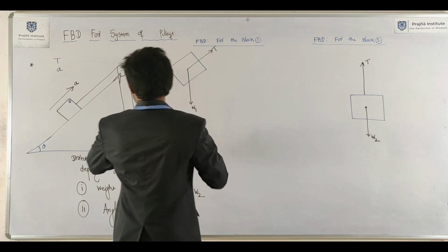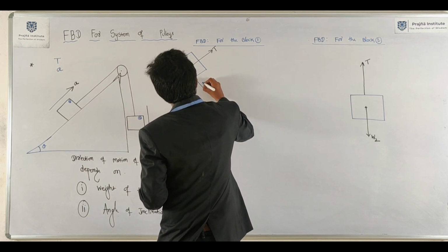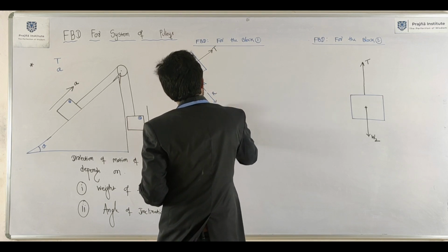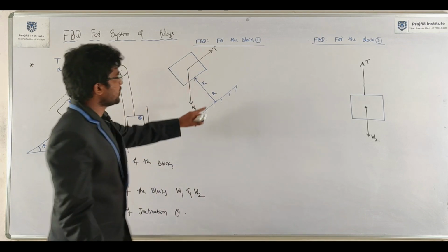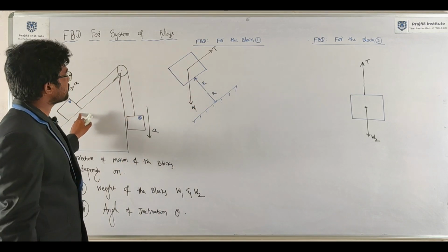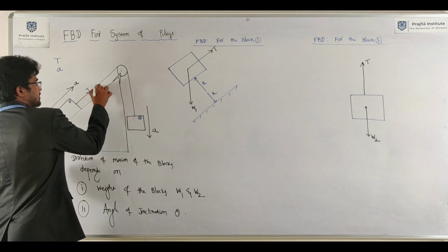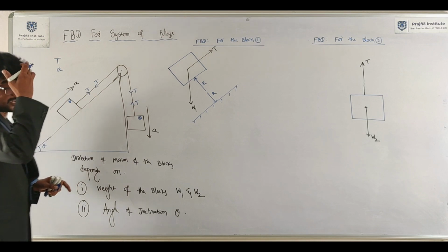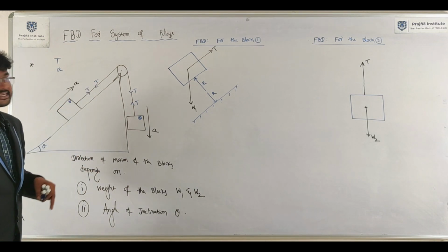Just draw the free body diagram like this. Here it is normal reaction R. This is the inclined surface, so I incorporated a reaction at the contact surface. Tension is always tension. This is tension T. Same string, same tension. Weight always acts vertically downward.